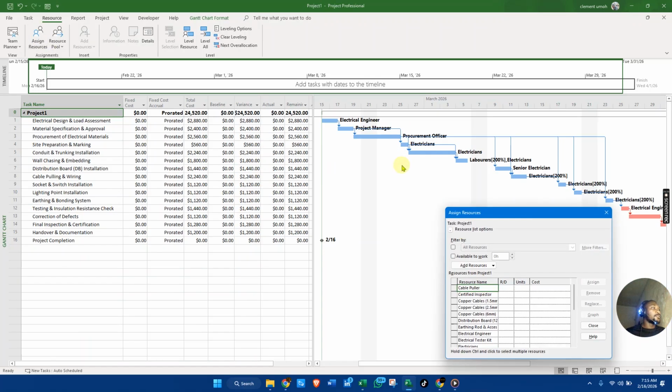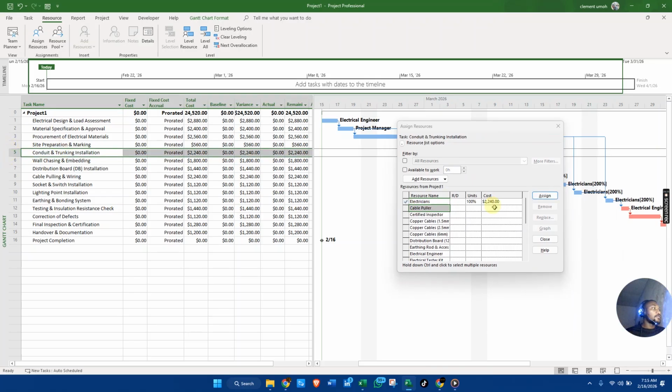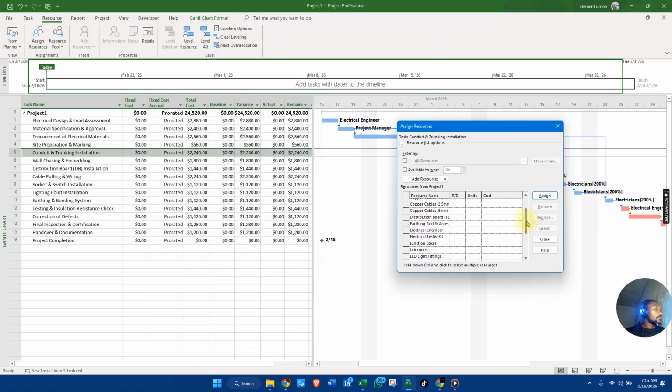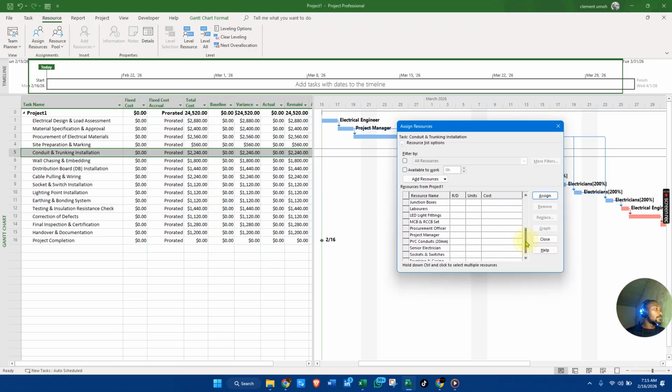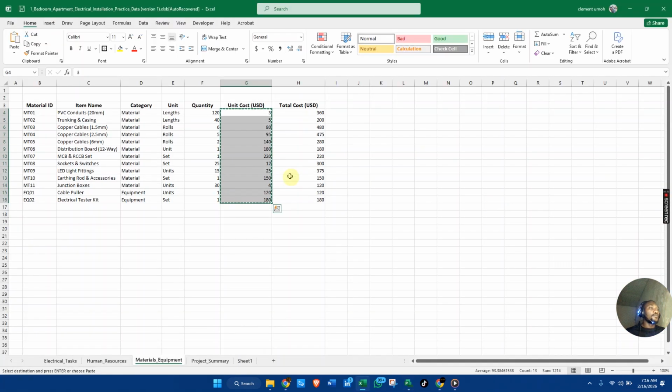So now we're looking at conduit. Where's the PVC again? Yeah, PVC 120. Then you assign. So you see $360. If you come here, $360. Are you guys seeing it now?